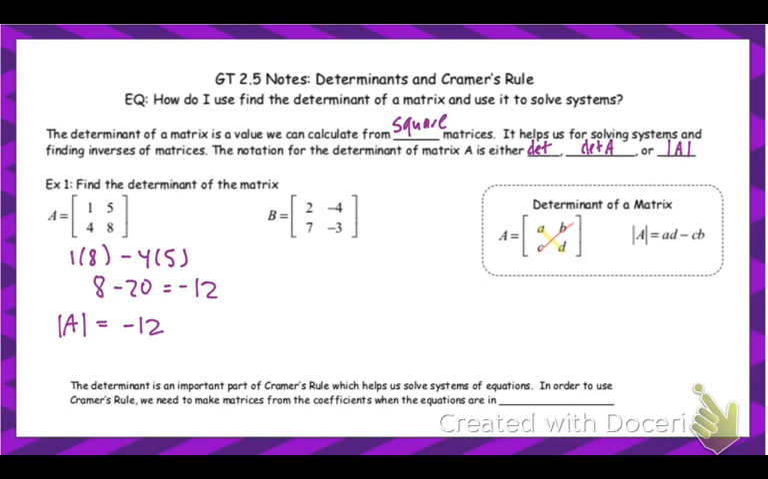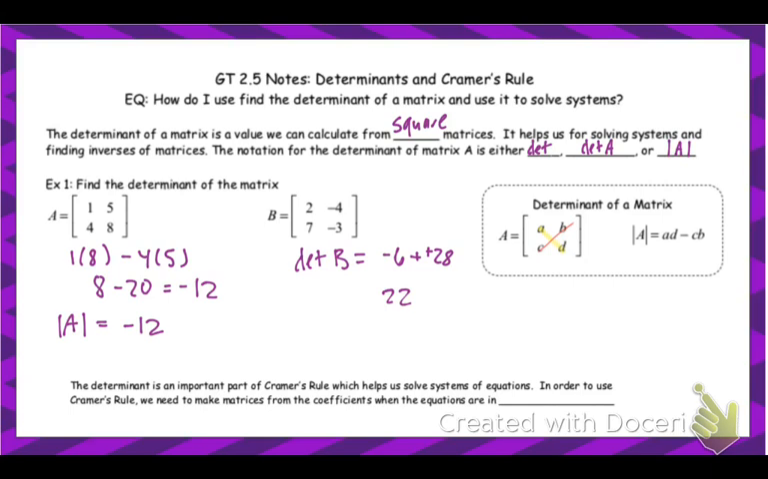All right, so let's look at B. Again, the determinant of B would be negative 6 minus negative 28, which is just 22. So again, these determinants are going to work out to be a single value. The determinant is something we're going to use within Cramer's rule, and Cramer's rule is something we can use to solve systems of equations.